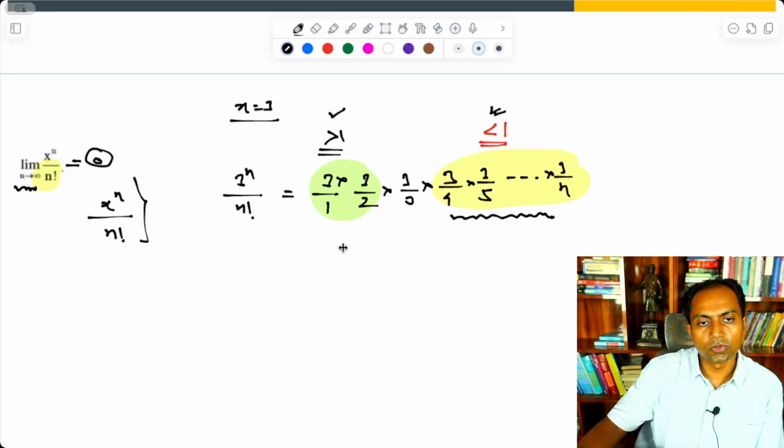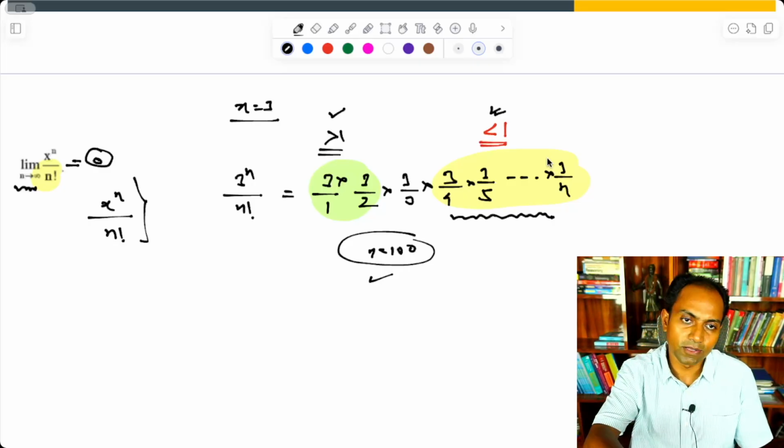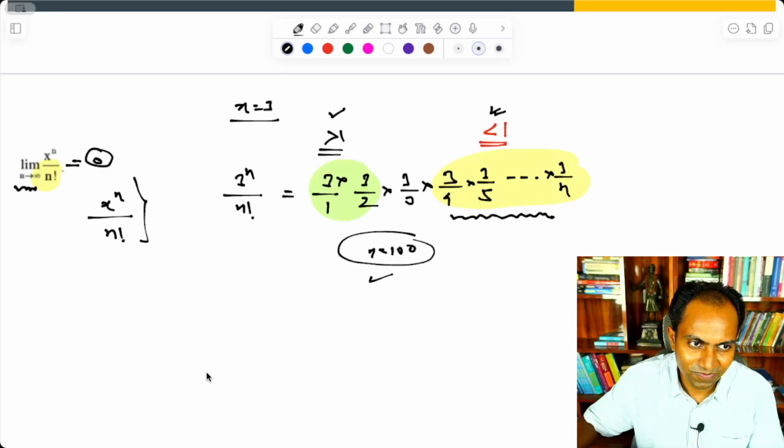Why is it happening so? If I take a very big value, like you can try this, put the value of n as 100. As a result, what will happen? These terms that are in yellow will be much smaller than the terms that are greater than 1. Hence, the overall multiplication will come out to be very close to 0.